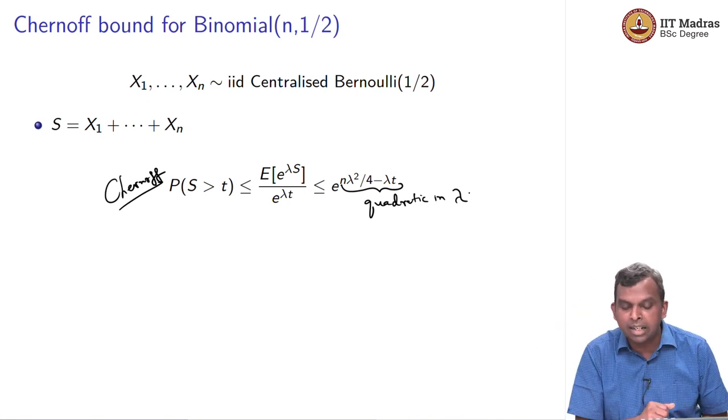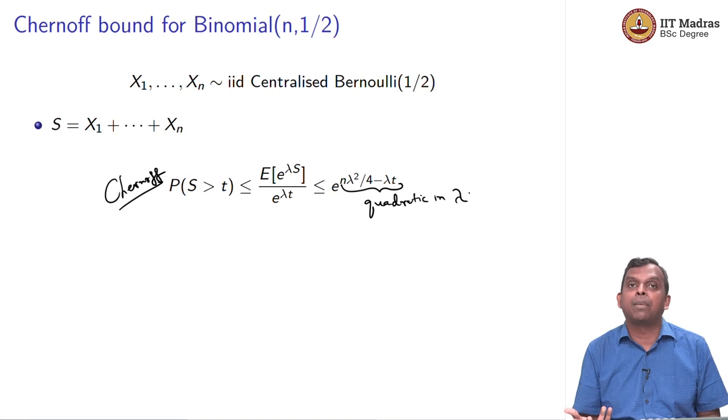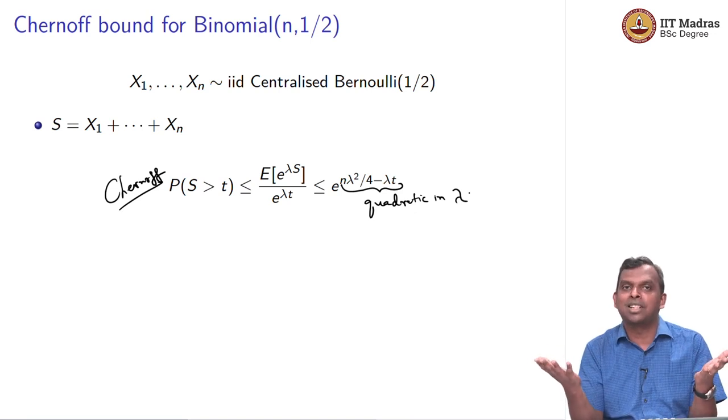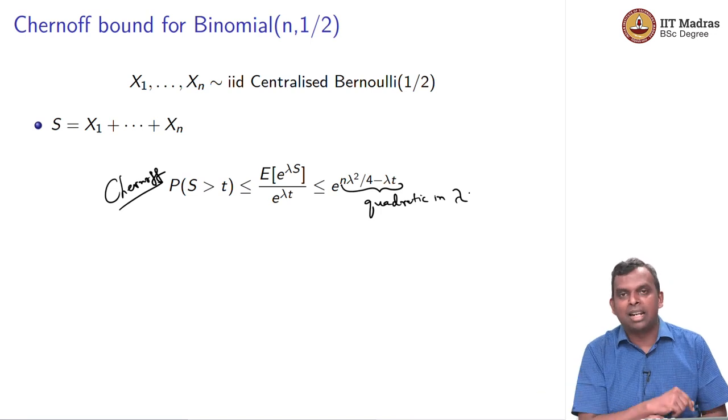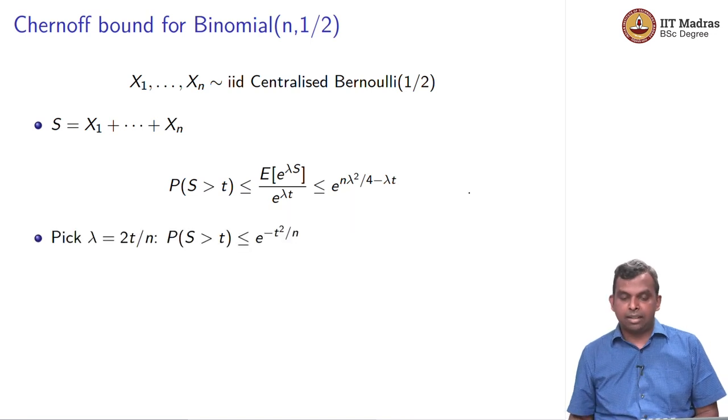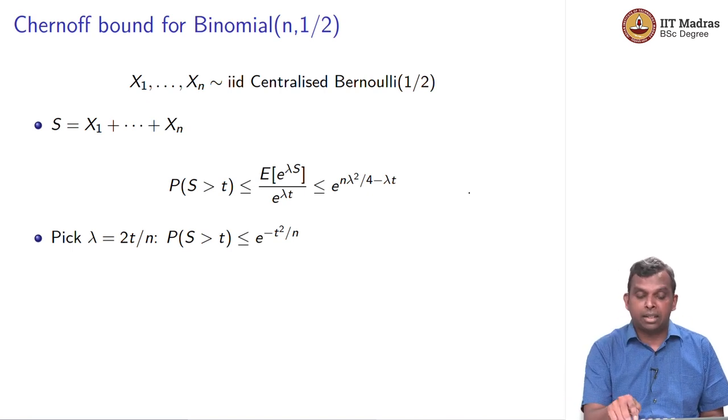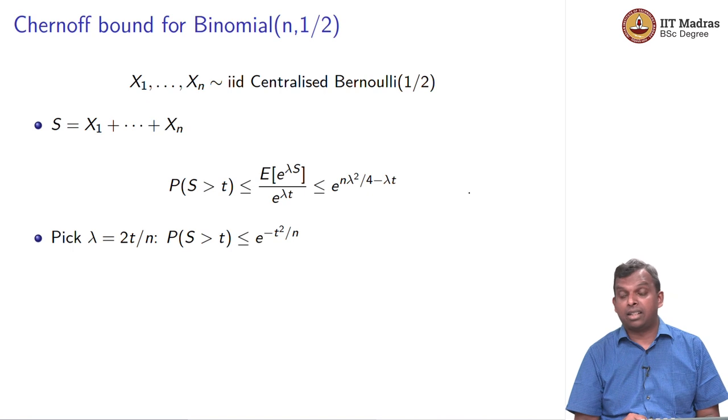So now what is there in that exponent? It's a quadratic function of lambda. And you know how to minimize quadratic functions, right? You've plotted quadratic functions and you go through and find the lambda. And that's exactly what you have to do here. You have to find that value of lambda which will minimize this quadratic. And it's easy enough to do. It turns out 2t by n is the best possible value of lambda. You plug it in here, you will get this fantastic little bound.